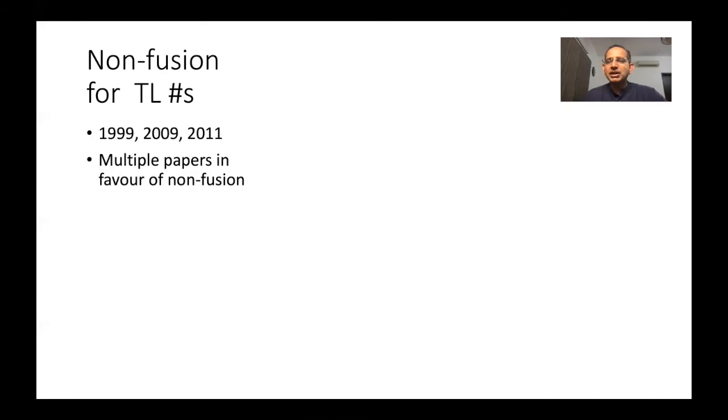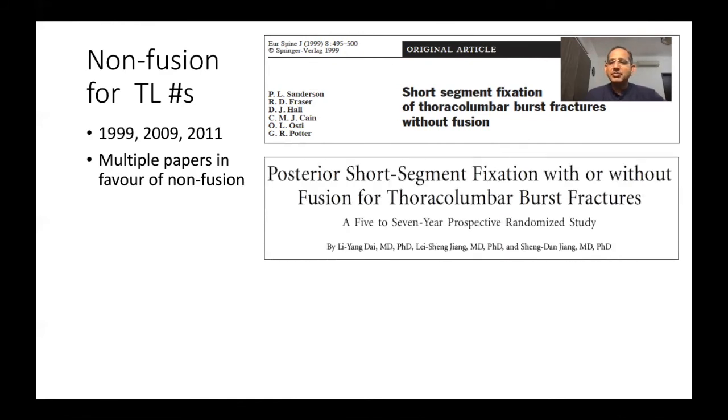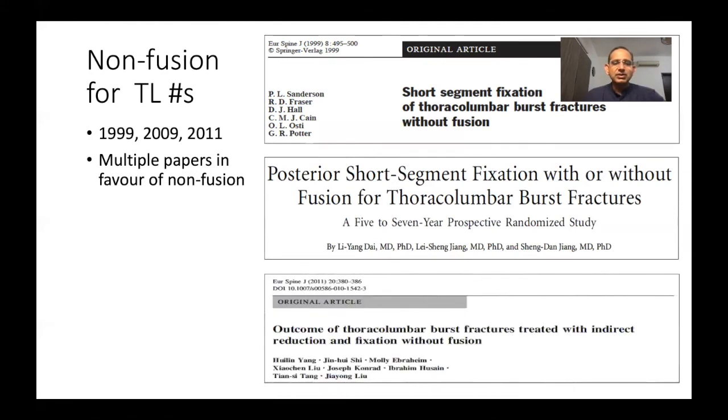So I began to look at this aspect of the thoracolumbar fractures, and I was surprised to find that these have been in contention from 1999, when Sanderson first presented his paper on short segment fixation of thoracolumbar burst fractures without fusion. And the paper was actually a randomized controlled study by Li Yang Dai, and they followed their patients for 5 to 7 years. 2011 was another paper by Yang et al. And then there were many papers on this same topic.